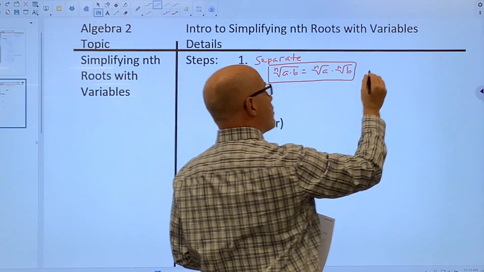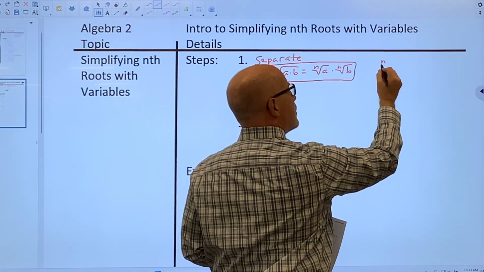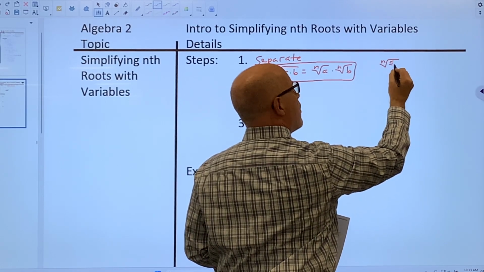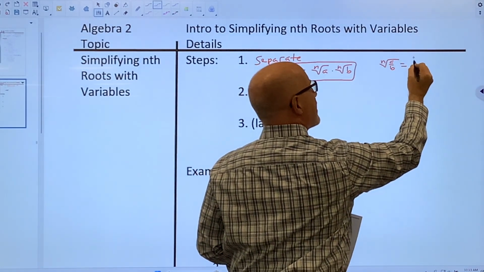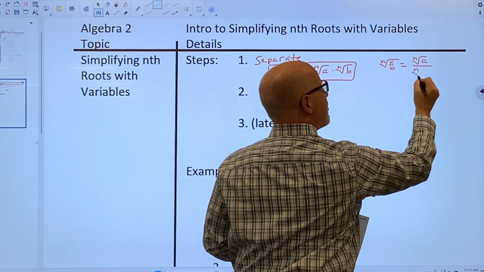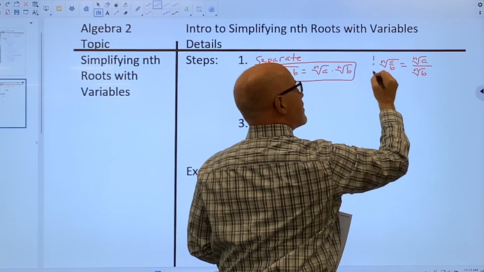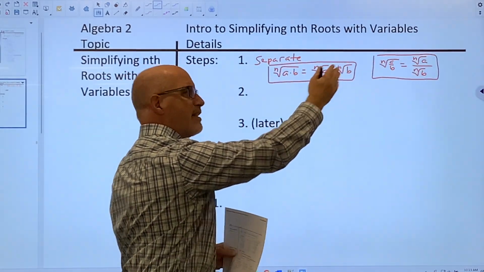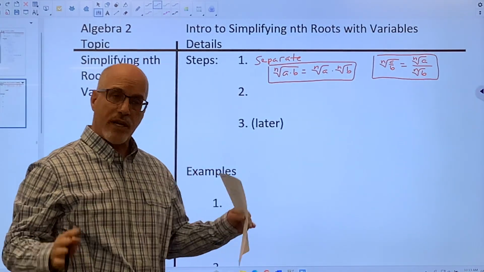The second rule involves a fraction. If you've got the nth root of a over b, you can separate that into the nth root of a over the nth root of b. So we're going to use multiplication and then division in separating them.